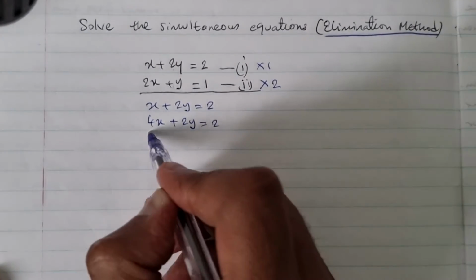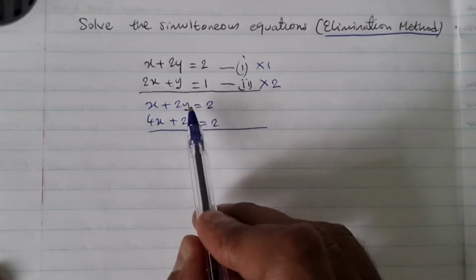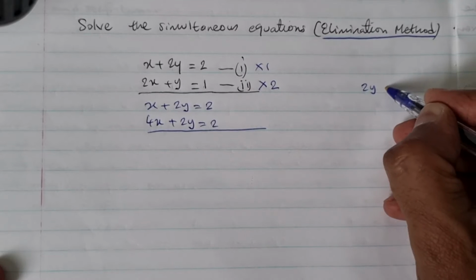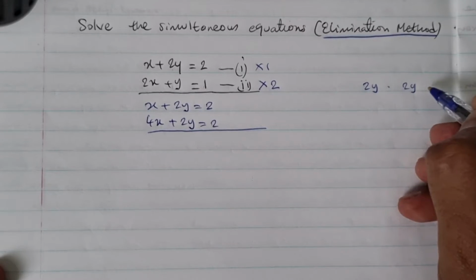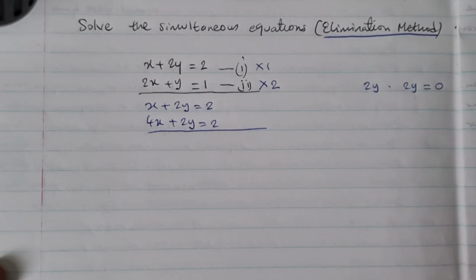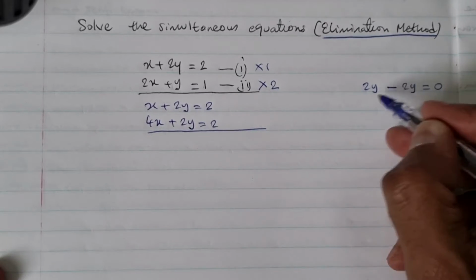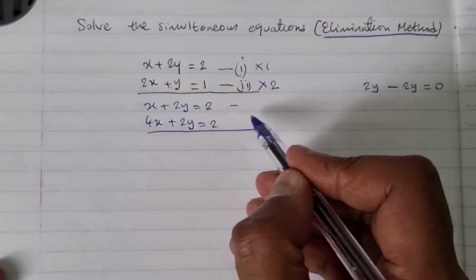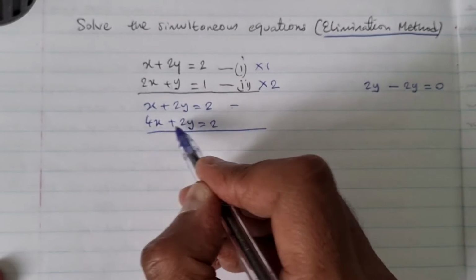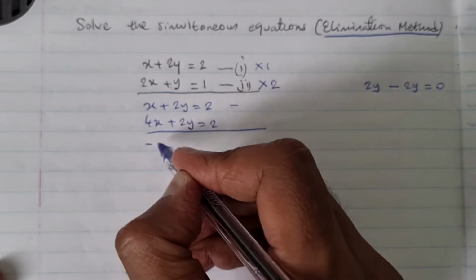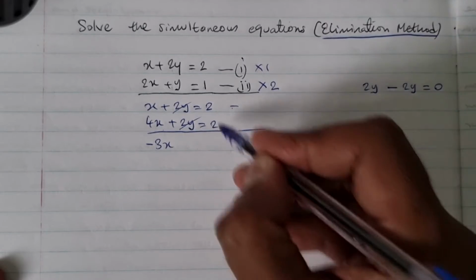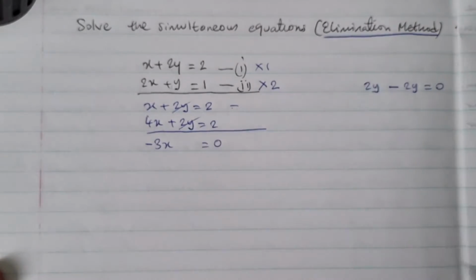So now if you want to cancel y, you've got 2y and then you've got also 2y. So how do you cancel this? It has to become 0. So what you do, you have to minus because 2y minus 2y becomes 0. Okay, so now we're going to say x minus 4x is negative 3x. y minus y cancels out, and then 2 minus 2 is 0.